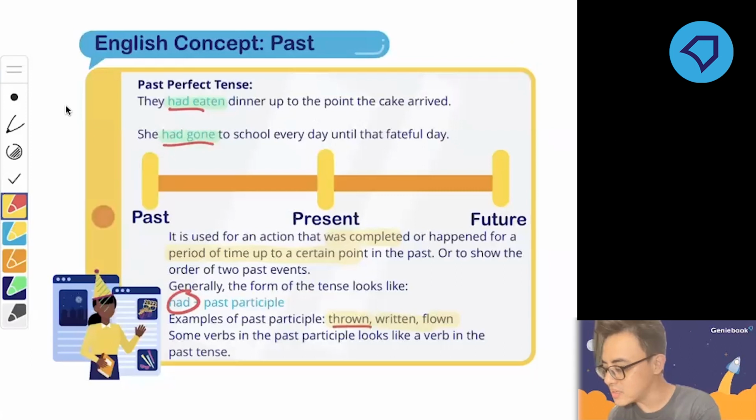I was talking about this earlier. Now, the past perfect tense, or the past participle, is very difficult. Like the word throw. Now, the past tense of the word throw is threw.